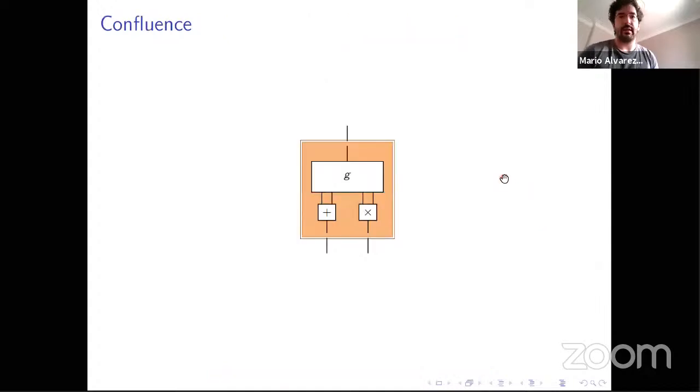So with that in mind, I'm just going to start talking a bit about the main idea behind the soundness proof, and then I'll just stop and open the floor for questions, I think. First, remark that you have some nice structural properties: the confluence holds.